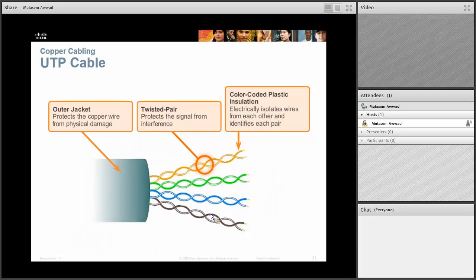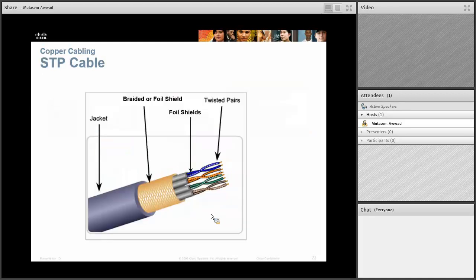All right, so question number 2. Why do we twist the wires in an unshielded twisted pair cable? And the reason is to cancel out the electromagnetic interference. All right, you may use a shielded twisted pair cable, put a braided foil right here on top, as you can see, and that will protect it somewhat from the outside interference.